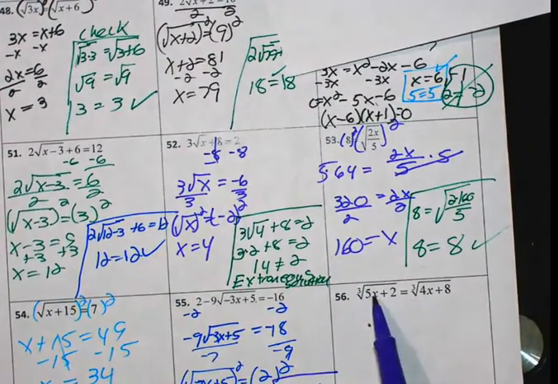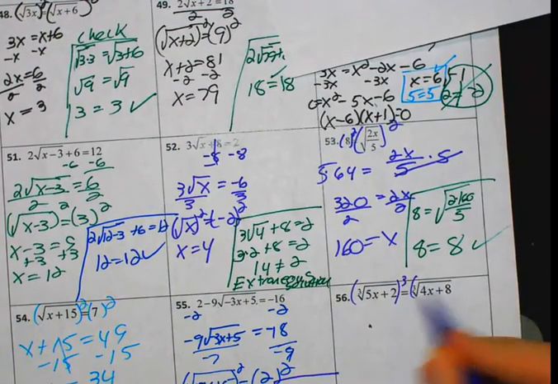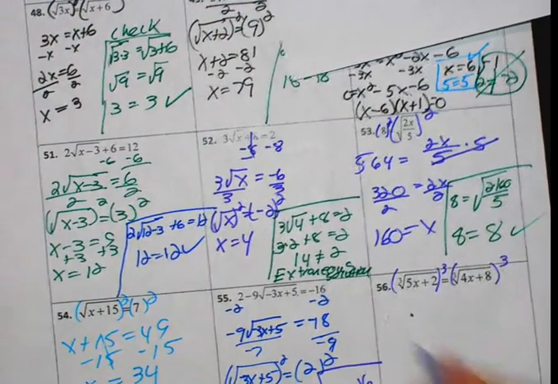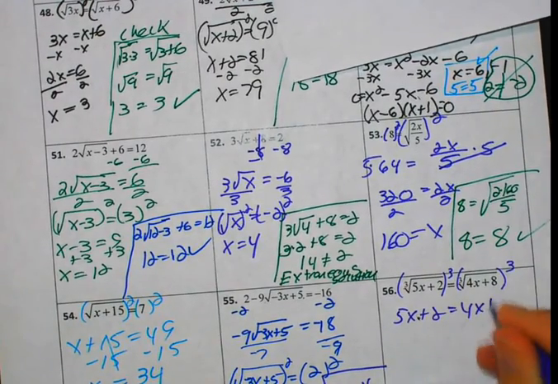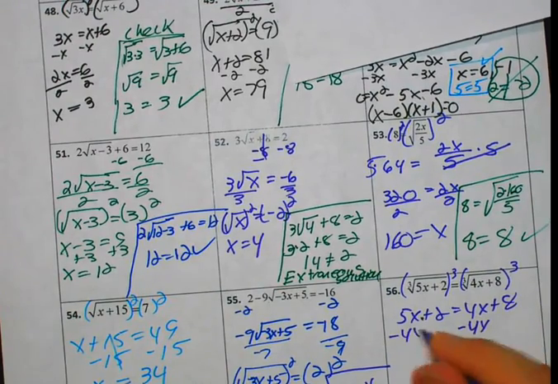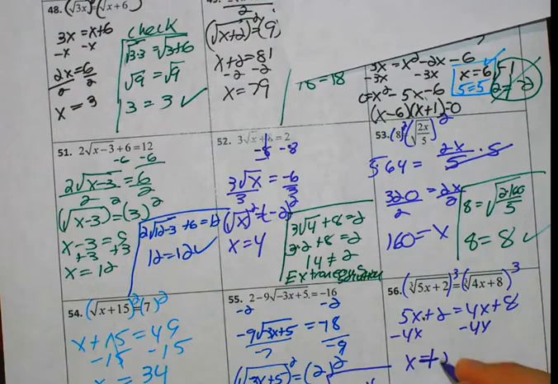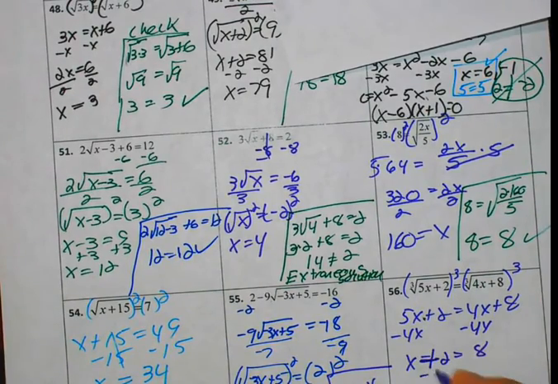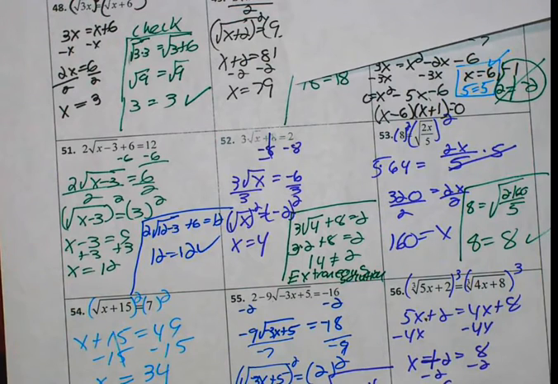Last one. I have everything isolated and I have a cube root on both sides. So I'm going to cube both sides, which is going to give me 5x plus 2 equals 4x plus 8. Minus 4x, x plus 2 equals 8, minus 2. X equals 6. I'm going to check to make sure that that works.